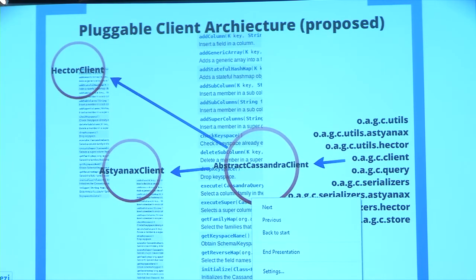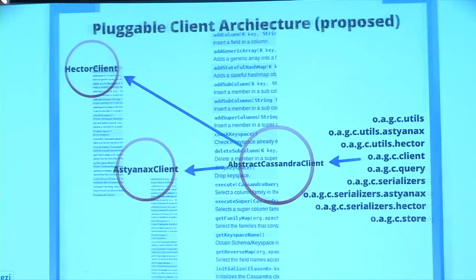Right now we are supporting Hector and Astyanax. We are also looking for code contributions into the Java driver. There are Kundera, there are Pelops. There are several clients that we would like to support for users to use, right?